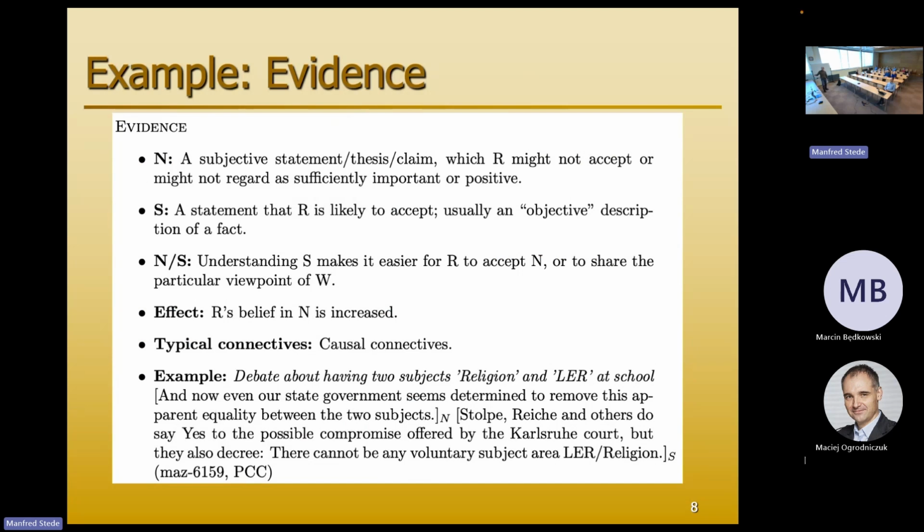The statement that the reader is likely to accept, you trust the radio, usually an objective description of a fact. So here's my subjective claim and the evidence is to back it up. The combination of nucleus and satellite has a goal. Namely, in this case, understanding the satellite makes it easier for the reader to accept the nucleus or to share this particular viewpoint. So if I want you to believe the nice weather tomorrow, I come up with this evidence. And the fourth important field of any relation definition is the effect, supposedly on the reader. His or her belief in the nucleus is increased. Yes, there will be great weather tomorrow. That's the idea of the evidence relation.